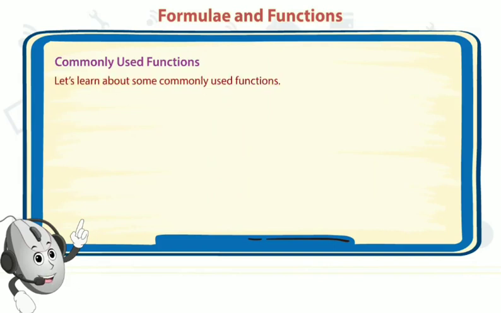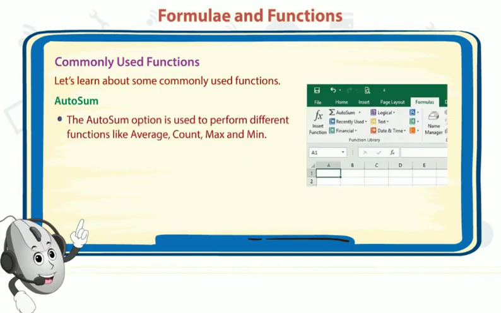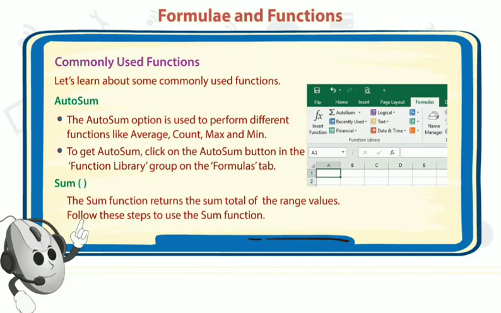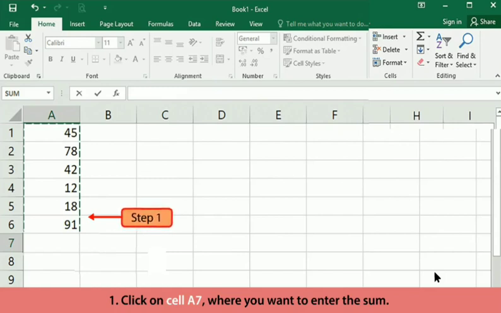Now commonly used functions. So let's learn about some commonly used functions. AutoSum. This option is used to perform different functions like average, count, max and min. To get AutoSum, click on the AutoSum button in the function library group of the Formula tab. Sum. The sum function returns the sum or total of the range value.